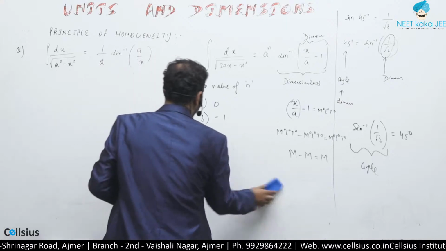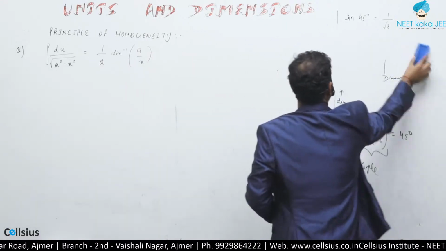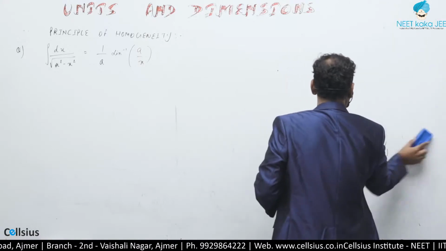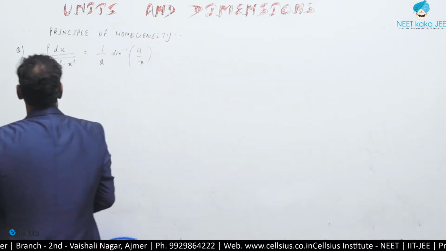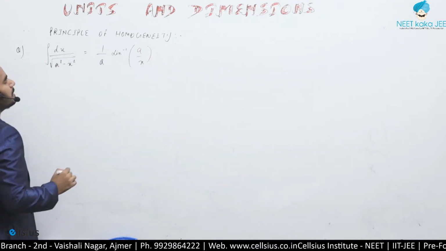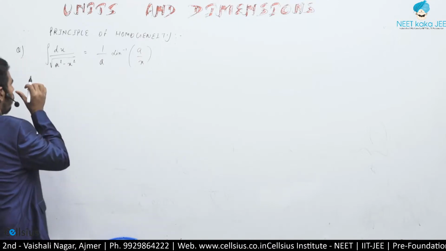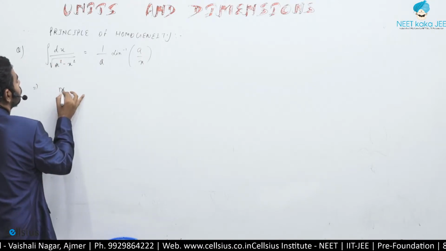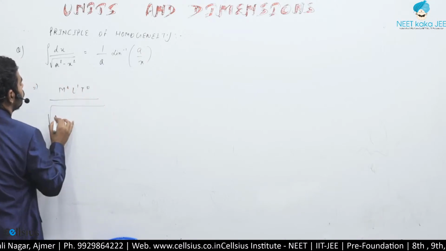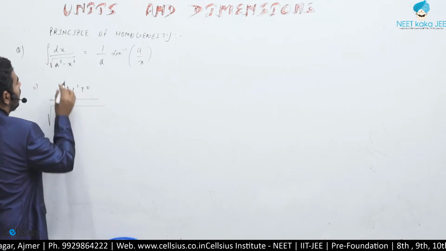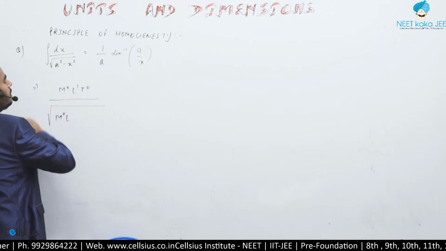So I am rubbing this particular numerical. Okay. And now let me check this one. So it is under root of dx upon a square minus x square is equal to 1 by a sine inverse of a by x. So now you can see that instead of dx you can write over here M⁰L¹T⁰, and in under root what you can write? You can write M⁰, and because a and x are separated by a minus sign, dimensionally they must be the same.